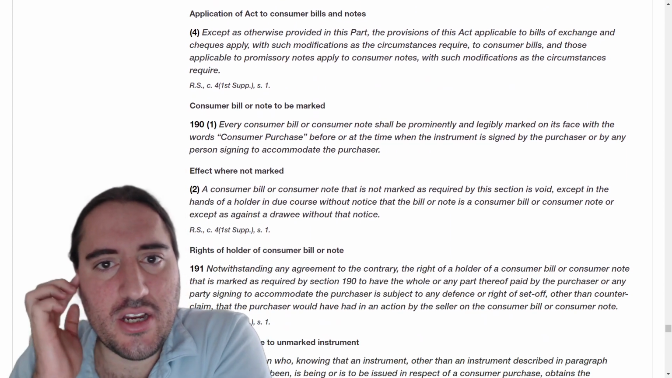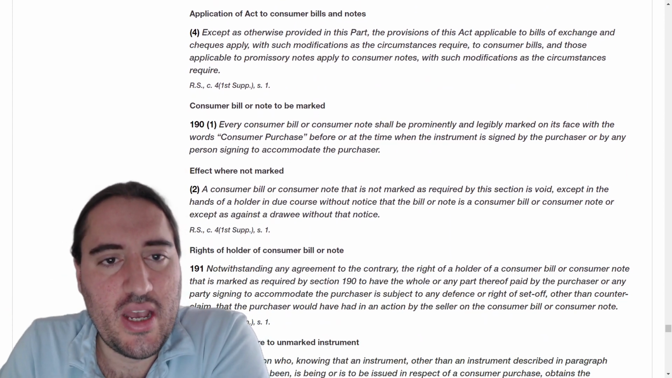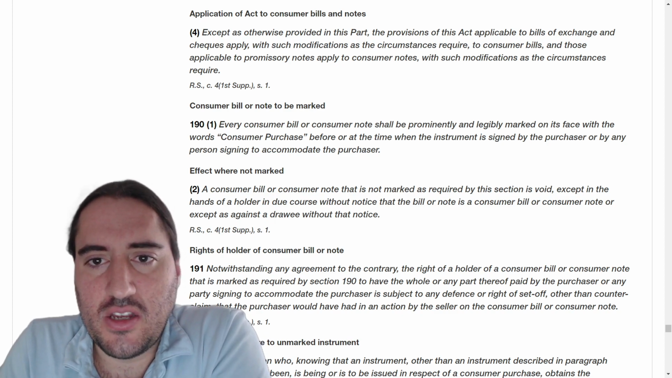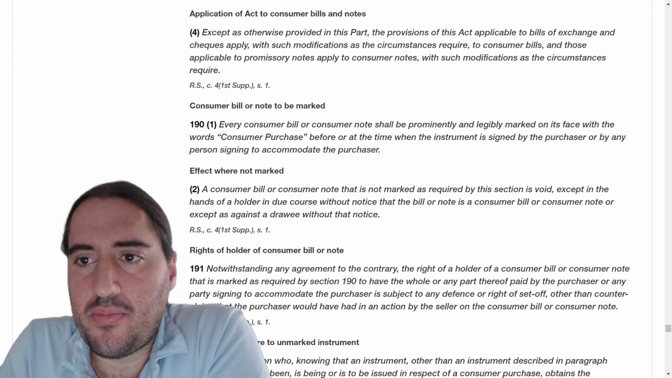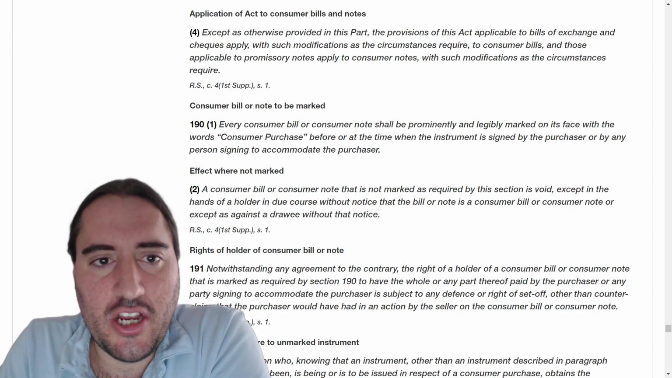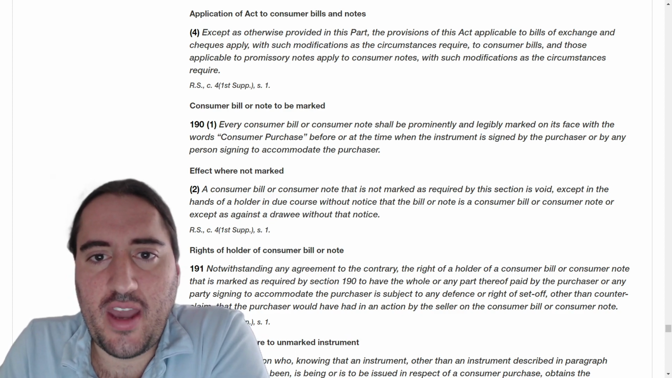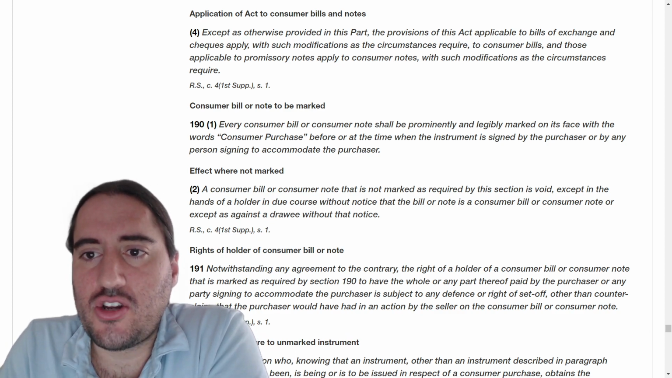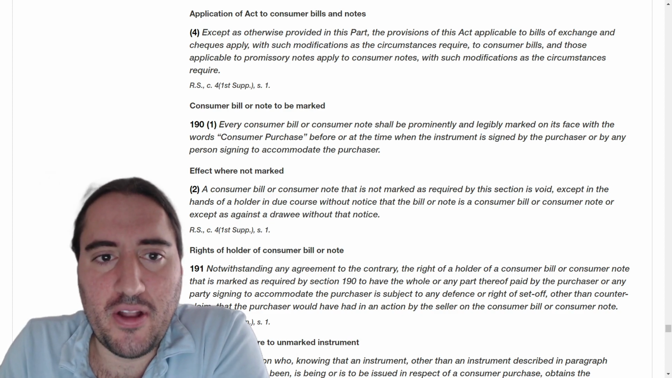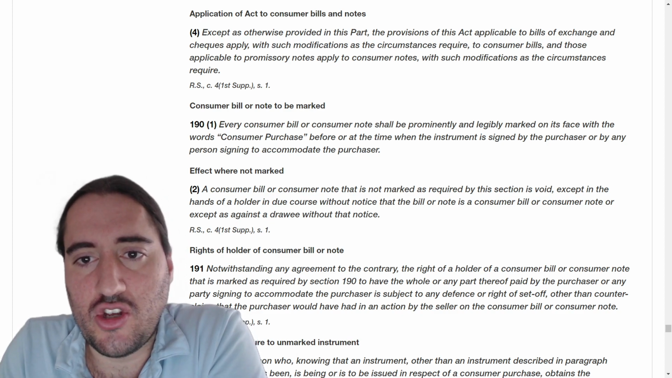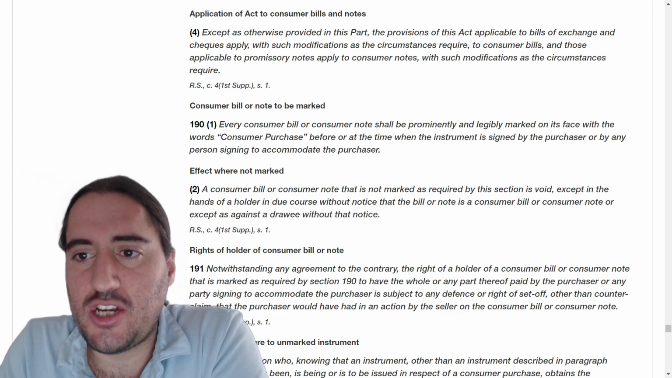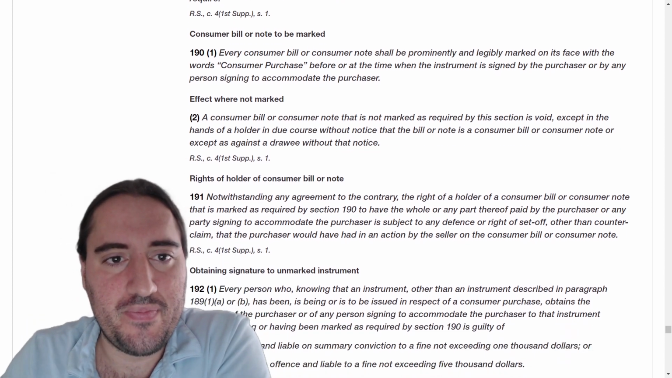Application of Act to consumer bills and notes. Except as otherwise provided in this part, the provisions of this Act applicable to bills of exchange and checks apply, with such modifications as the circumstances require, to consumer bills, and those applicable to promissory notes apply to consumer notes, with such modifications as the circumstances require.